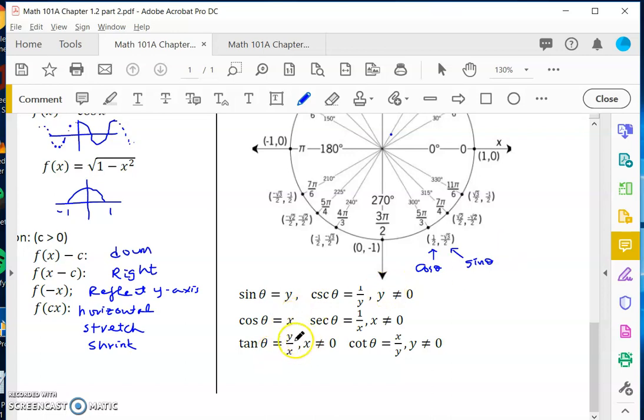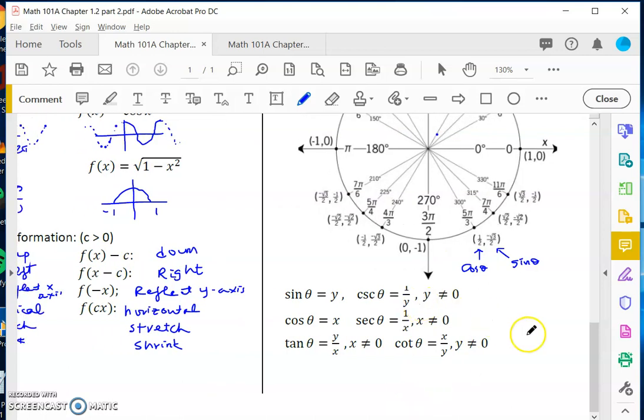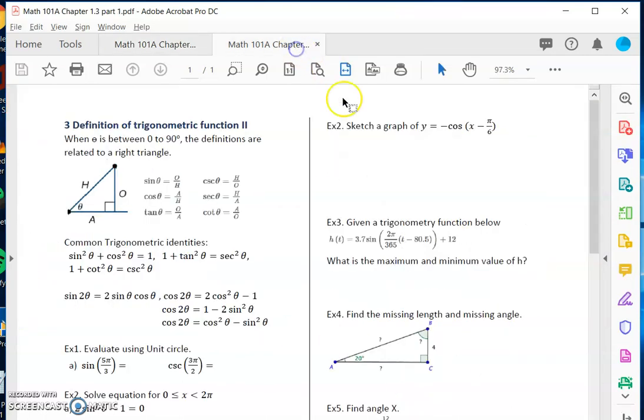Tangent is the ratio of y over x, the ratio of sine over cosine. Cosecant is the reciprocal of sine, secant is the reciprocal of cosine, and cotangent is the ratio of x over y. All these ratios are undefined if the denominator is 0, so they are only defined when the denominator is not 0.